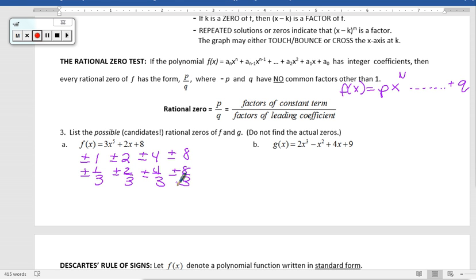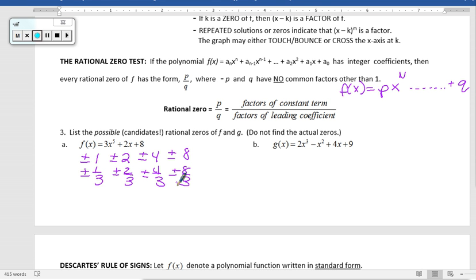plus and minus 8/3. So I know just looking at this function here, there are 5 possible solutions because the highest exponent is 5. And those would have to come from this pool here, and we can figure them out by testing each using synthetic division. But again, we're not going to do that right now. We're just asking for the possible zeros.